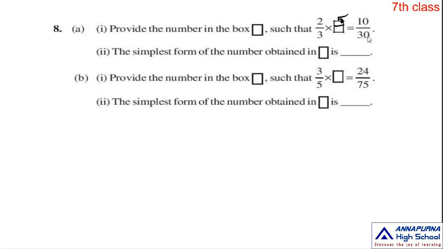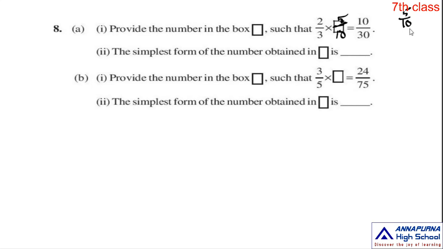To get 30, which number is to be multiplied? 3 tens are 30. Therefore, the answer is 5/10: 2 fives are 10 over 3 tens are 30. So next, the simplest form of the number obtained in the dash is. So what is the fraction we got? 5/10. What is the simplest form?